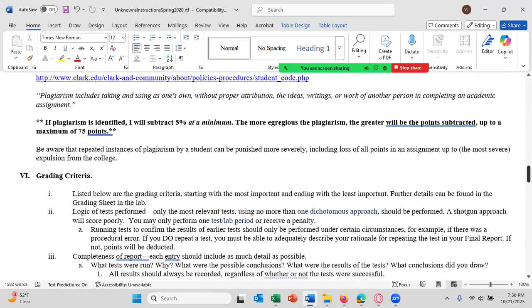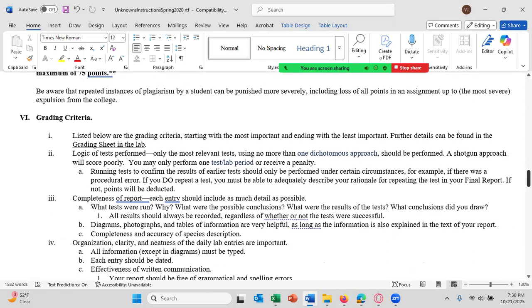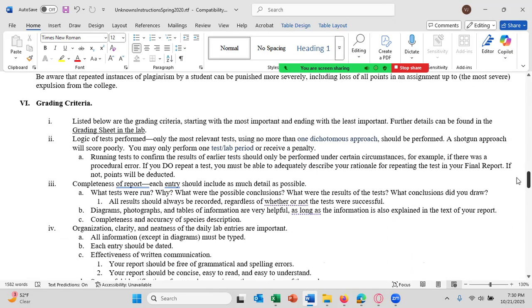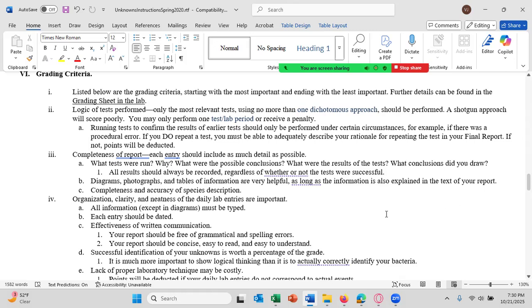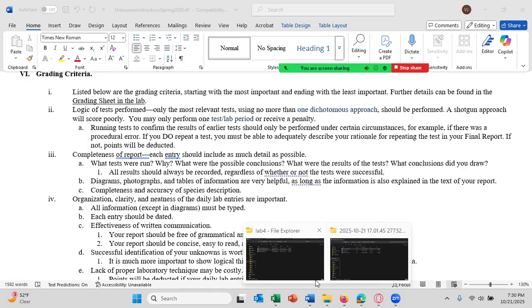Let's talk a little bit about the grading. This is talking about the grading here. Let's go to the exact grading.